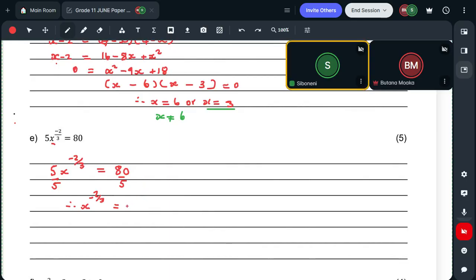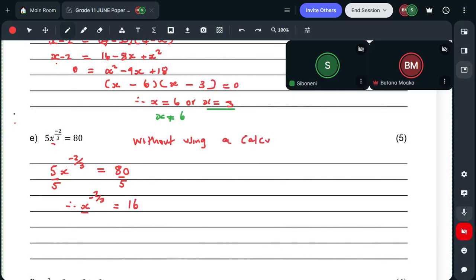16. Okay, so you get your answer as 16. Now, we need to isolate x. Tell me, how can we remove that exponent minus 3 over 2? Do you have a way that we can use? Because in most cases, they say without using a calculator.